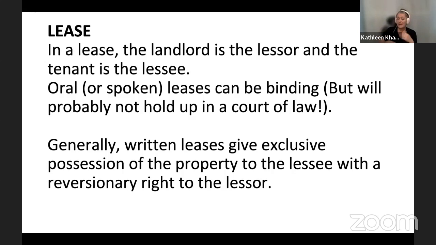Adam always talks to me about how you have an employer and you have an employee. So the person in that position of authority is the "or," and the person that is subservient, or the person that is taking direction, is the "ee." So we'll come back to lease.